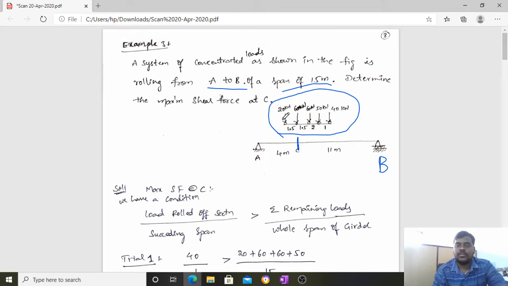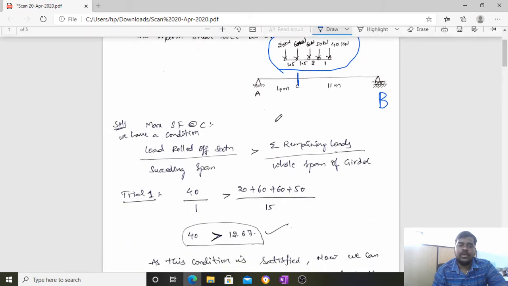So first we have to know that this is traveling from A to B. That means the 40 kilonewton load will cross point C first. Next, the 50 kilonewton load will cross at a distance of 1 meter, and next 60 will cross at 2 meters distance, and one more 60 kilonewton load will cross at 1.5 meters, and 20 kilonewton will pass at 1.5 meters.